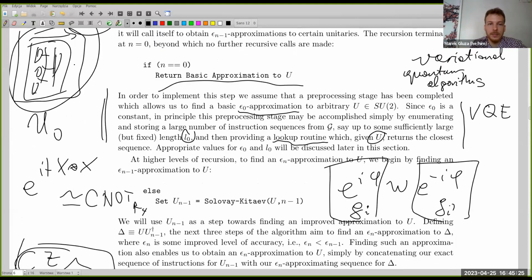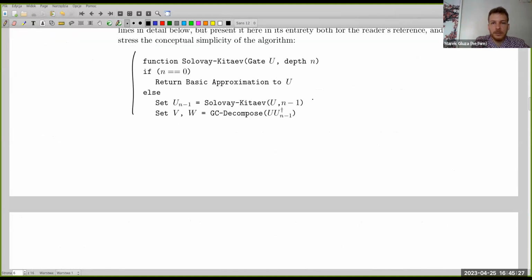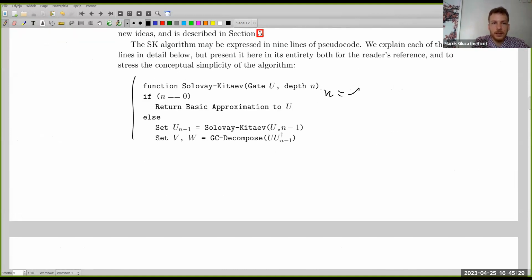Then I go to step n equals 1. If n equals 1, then we go here. It's a recursive algorithm, and it's just going to improve and amplify this approximation.